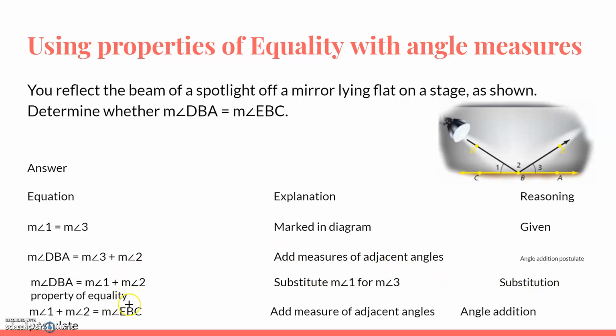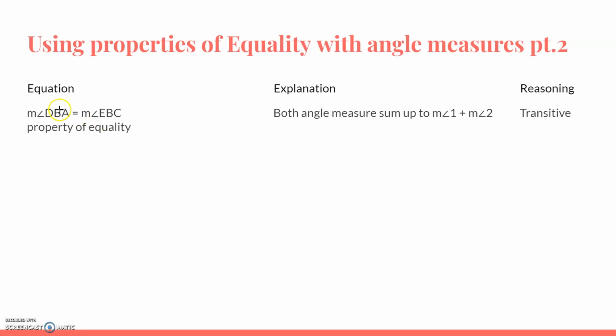And then finally, we have angle EBC. That's just angle 1 plus angle 2. That's the angle addition postulate. But as we can see here, they're both equal to angle 1 plus angle 2. So because of that, we now know that angle DBA is equal to angle EBC because of the transitive property of equality.